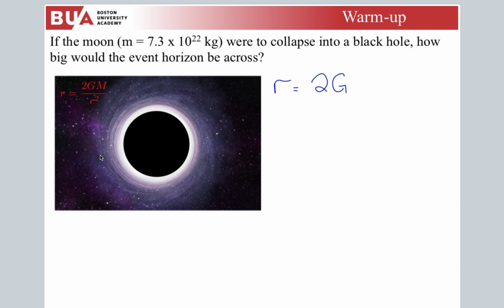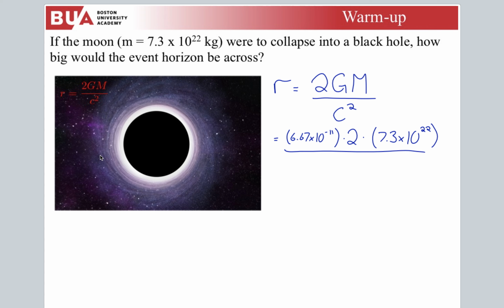R is 2GM over c squared. I suppose you could have to look up the speed of light if you don't remember it. And we get 6.67 times 10 to the minus 11, times 2 times the mass of the moon, 7.3 times 10 to the 22 kilograms, all over the speed of light squared, which is 3 times 10 to the 8 meters per second, squared, so 9 times 10 to the 16. And I get approximately 0.123111 meters. This is approximately 0.11 millimeters.